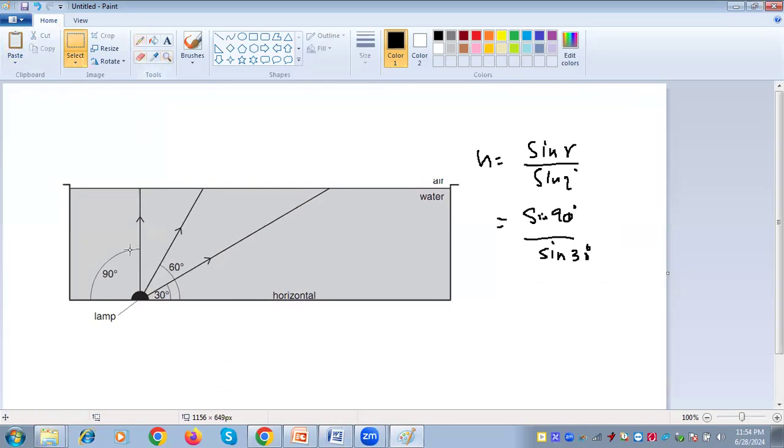So what will happen to the first ray? It is entering at 0 degree to the normal. So what will happen? This ray will go straight without bending. So this is the path taken by first ray. What about the second ray? What angle is it making? This makes 60 degree with the horizontal surface. You need to draw the normal here.